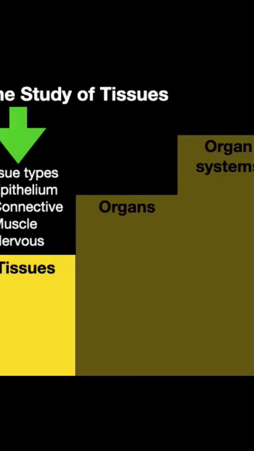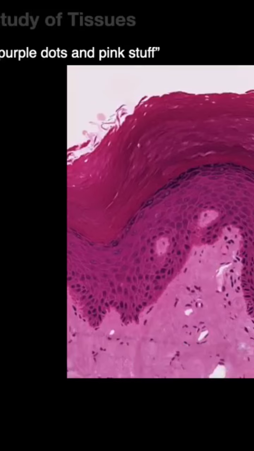And it's a miraculous thing, because these are the materials that everything in the body is made from, just those four tissues. Now, another way I've heard histology described is, oh, that's looking at slides with purple dots and pink stuff, because you get a slide that looks something like this. You're like, oh, purple and pink.